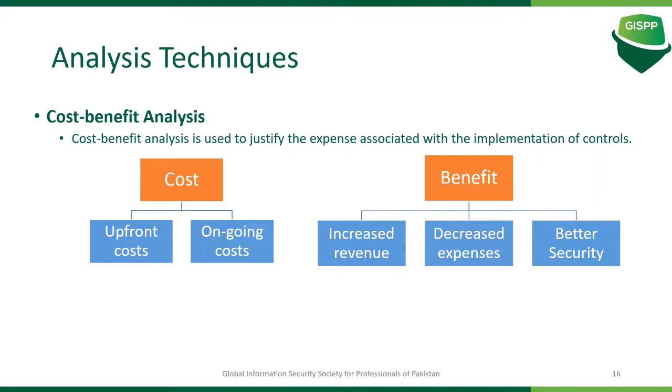So always the benefit of implementing a control should outweigh the cost. It will not make sense to implement a control that has too much cost when the benefit you are getting is very little. For example, a very famous example that risk managers give is about the car and the tires.